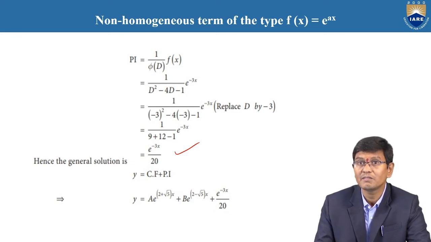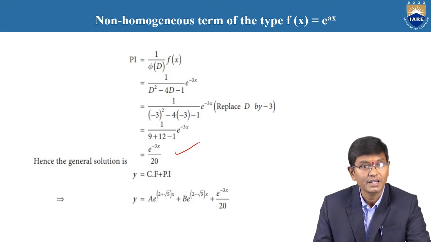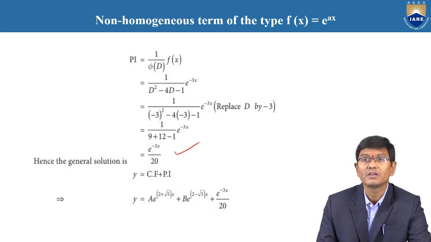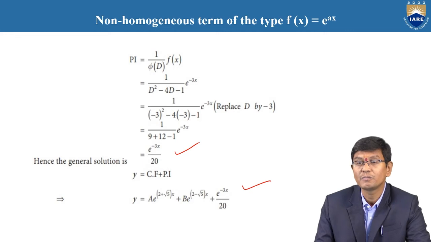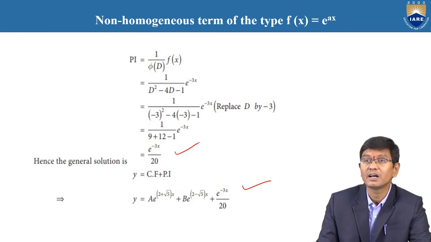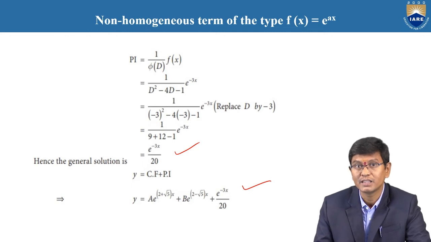Therefore, the solution of the given differential equation is y is equal to complementary function plus particular integration. So y is equal to a into e power of 2 plus root 5 of x plus b into e power of 2 minus root 5 into x plus the particular integration, e power of minus 3x by 20.